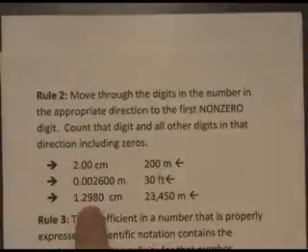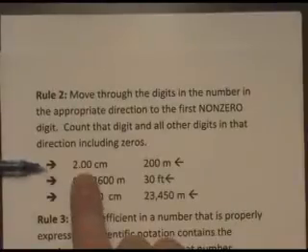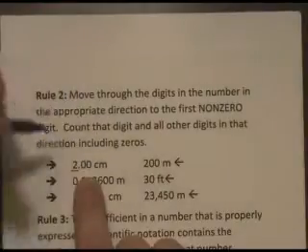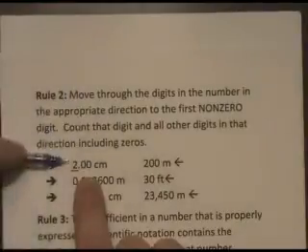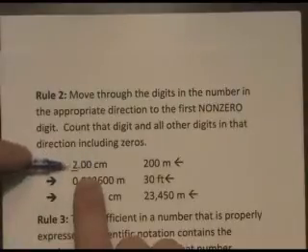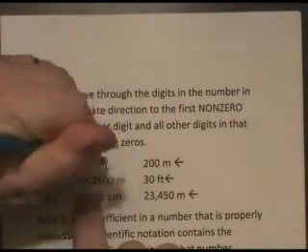So let's take a look here at the side that all have decimal points present. For this number, we approach the number from the left side because the decimal is present. We go to the first non-zero digit, which is a 2, and we count that digit and all other digits, including zeros, in that same direction. So here we go. There's 1, 2, 3 significant digits in this number.